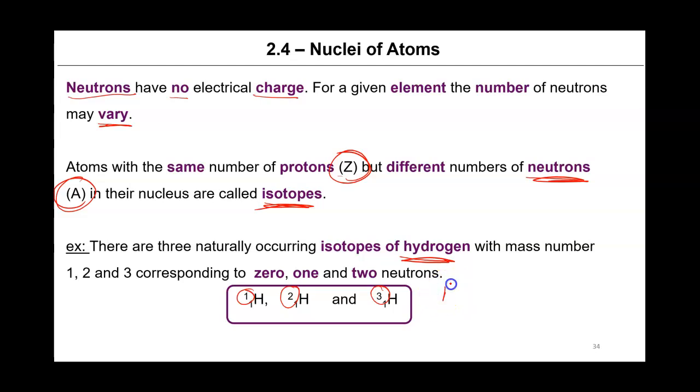And keeping in mind that mass number minus atomic number equals the number of neutrons, our first isotope here has 0 neutrons, because 1 minus 1 is 0. Our second isotope here has 1 neutron, because 2 minus 1 is 1. And our third isotope here has 2 neutrons, because 3 minus 1 equals 2. They all have 1 proton, because they all have atomic number 1. They are different isotopes of hydrogen.